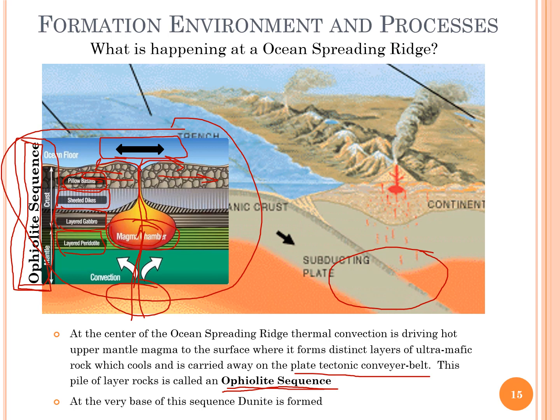So this ophiolite sequence we just talked about, which occurs at a mid-ridge or mid-oceanic spreading center, has many different components, but the most important one for us is what happens right down here at the bottom, this layered peridotite. And in that layered peridotite, you will see near the bottom of it, oftentimes the mineral dunite, or 100% olivine.